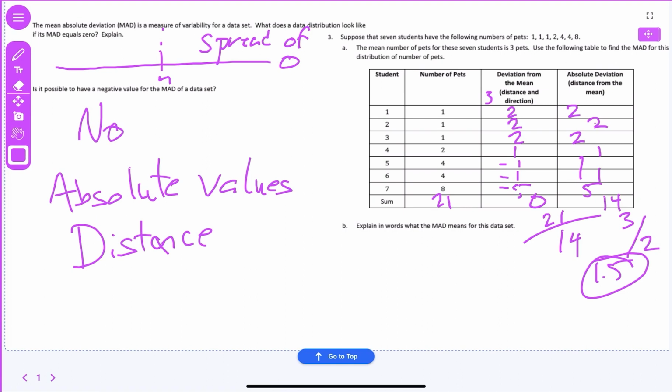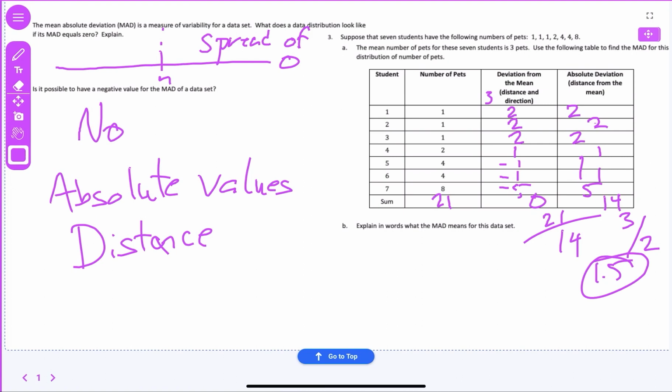Now, what is the mean, or what is the MAD measure? How do we find that measurement? What are we doing? We're measuring something. What are we measuring? From? Okay, so the MAD has to do with the distance from the mean. So this 1.5 would tell us that it is what? Each value is 1.5 pets away from the mean.